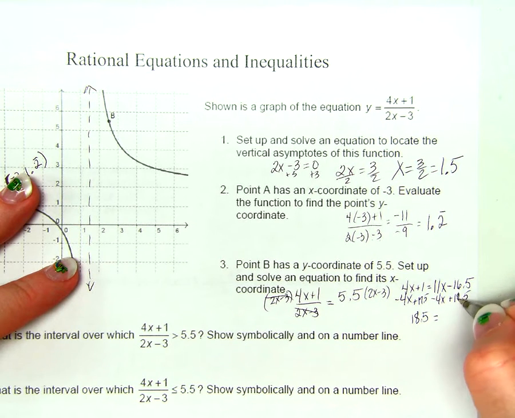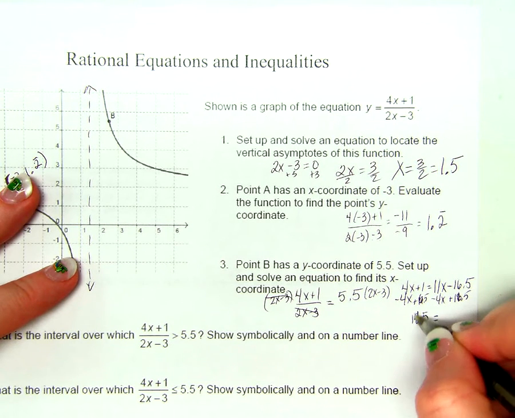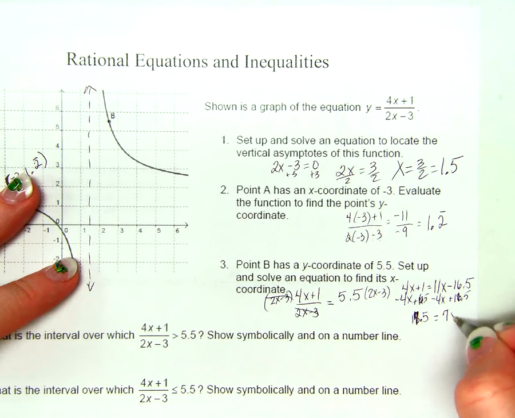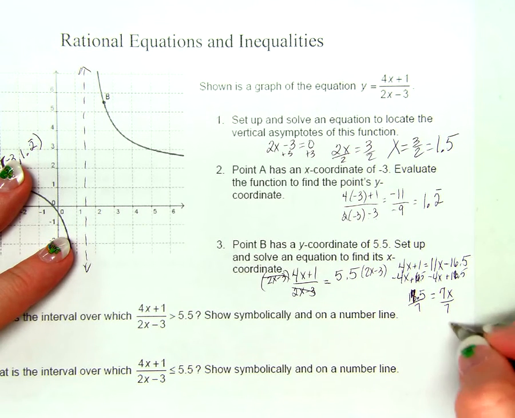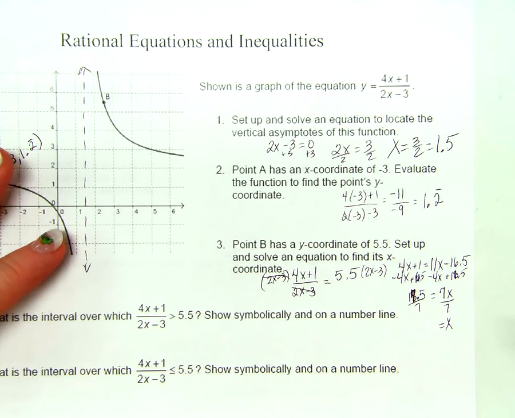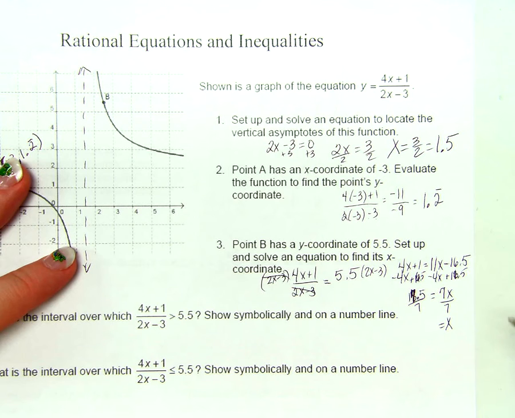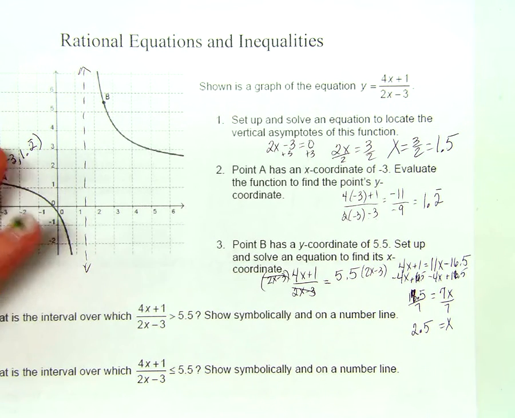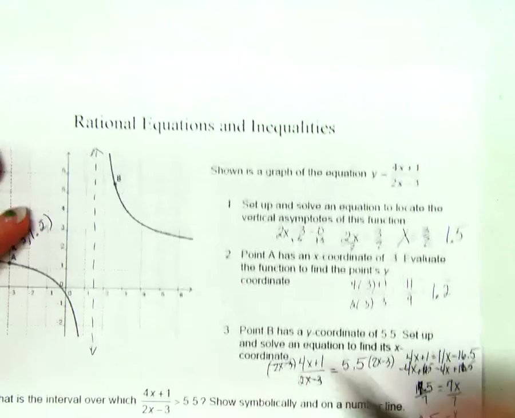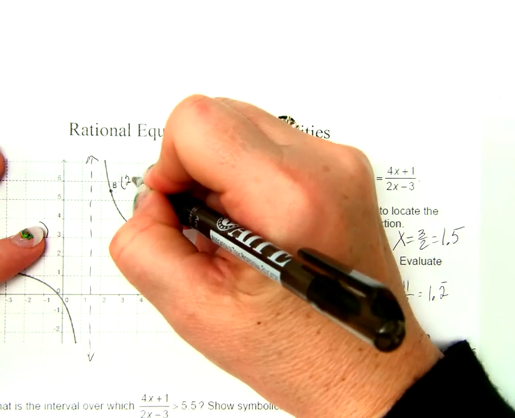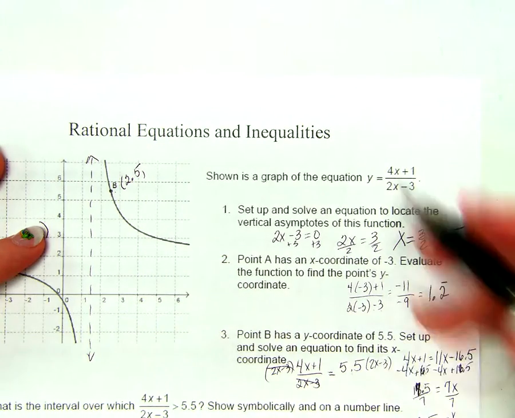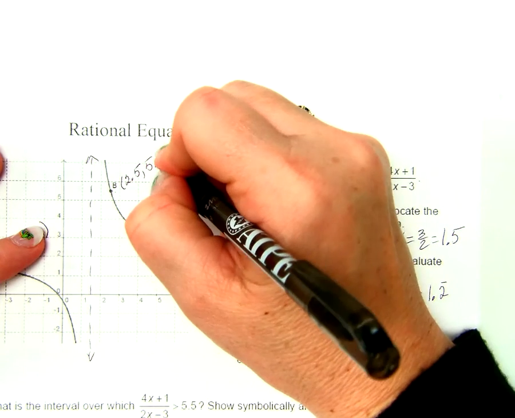Sorry about that, I'm already doing the math in my head. So this is 17.5 equals 7x. Divide both sides by 7. X equals what? 2.5. So this point right up here, point B, the x-coordinate, which I just found, is 2.5, and the y-coordinate is 5.5.